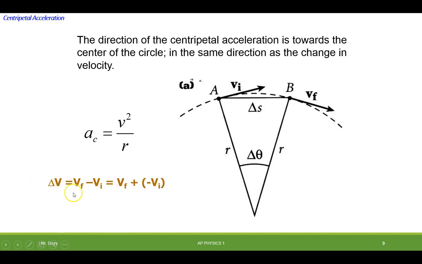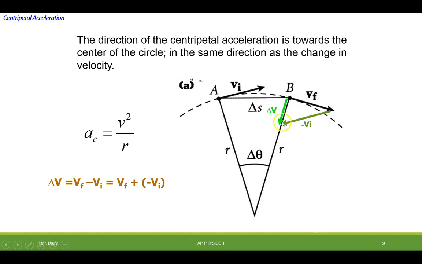And I know that change of velocity is final minus the initial, or final plus a negative initial. Let's see if you can understand that. Final minus the initial would be equal to the final plus a negative initial. So here I got the final velocity, and all I'm doing is adding the initial, but in the opposite direction. That would be the negative v initial.